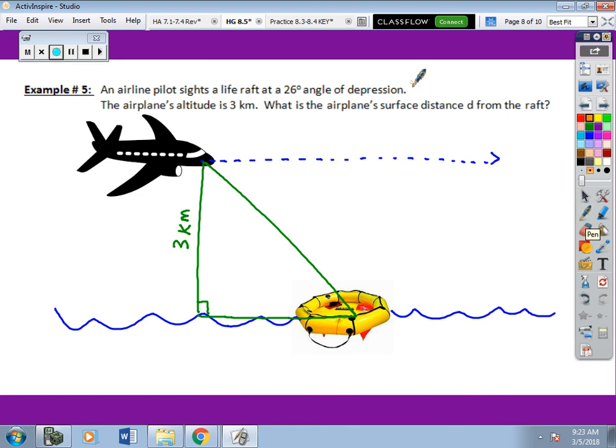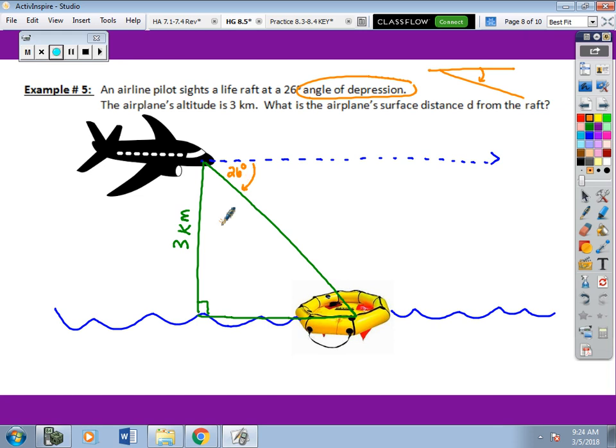Remember, the angle of depression goes from a horizontal down to the line of sight. So the depression has to go from the horizontal down to the line of sight. So 26 should go right here. Now, this is now outside of the triangle. Like I said, most of the time it will be.